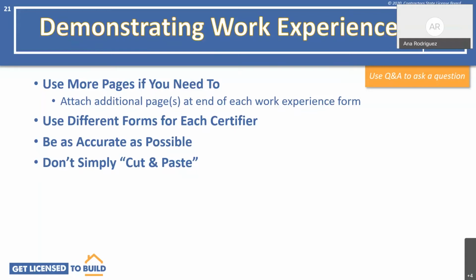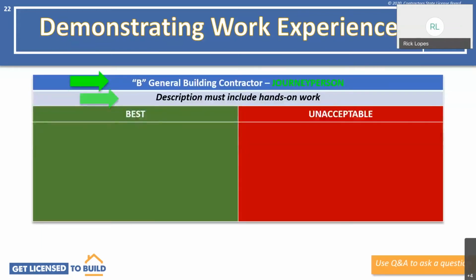Make sure the person certifying your work describes the actual work you performed and the dates in which you performed them. We will now be providing some examples of both good and unacceptable descriptions to demonstrate work experience. Do not copy and paste this information directly into your application. They are just examples. Okay, so at the top of the chart we're going to be showing over the next few slides is the classification and the type of experience that you're trying to demonstrate. The first example is a journey person experience.